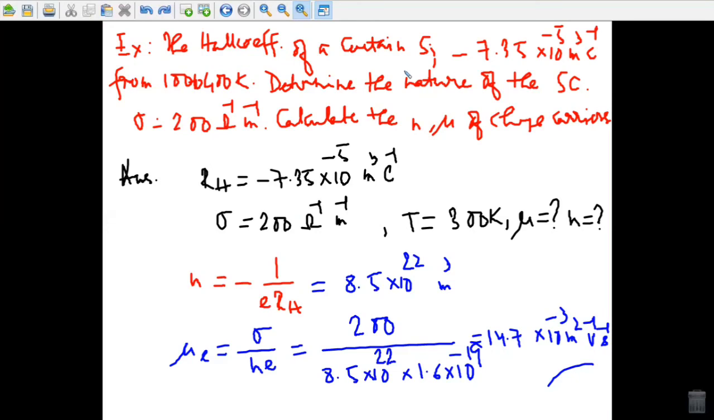When both electrons and holes are present as charge carriers, as in a pure semiconductor, both contribute towards the Hall constant, and the resulting expression, which we have already discussed, is RH is equal to 1 upon e times p mu h square minus n mu e square divided by n mu e plus p mu h whole square. For P and N type semiconductors, this reduces to RH is equal to minus 1 upon n e for N type, and RH is equal to 1 upon p e for P type.